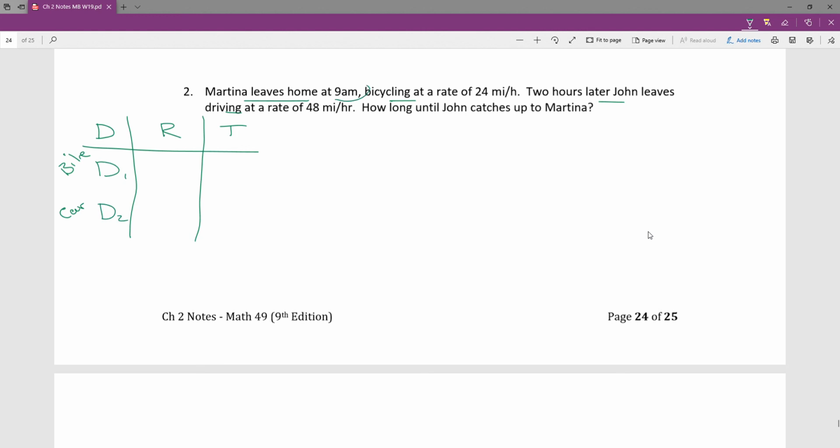We're going to build up expressions for D1 and D2. So she leaves at 9 a.m. going at 24 miles an hour. And 2 hours later, so he gets x minus 2, John goes at 48 miles an hour. So what we're trying to figure out is how long until he catches her. So they should have traveled the same distance if they're going to catch up to each other. D1 is 24x and D2 is 48 times x minus 2.